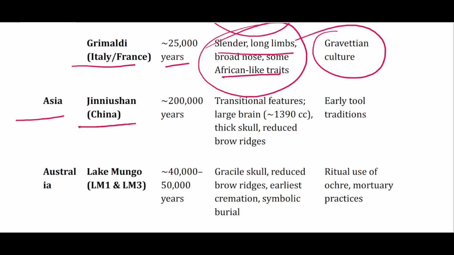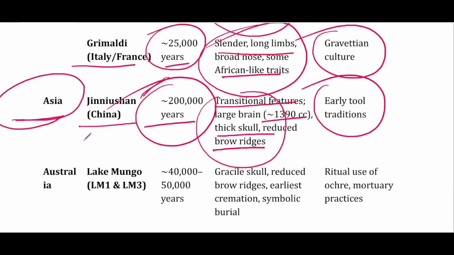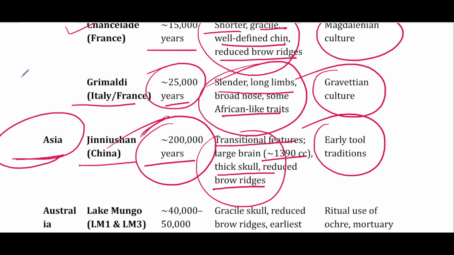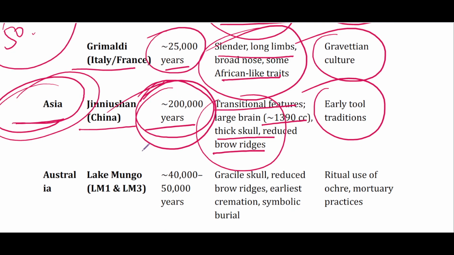फिर एशिया में Jinniushan, 200,000, again a variation of Homo erectus, transitional features, large brain but thick skull and reduced brow ridges. And its timeline was quite different from that of the modern AMHS. Modern AMHS सबकी जो timeline है, it is around 50,000, 60,000, but जो Jinniushan man है, it is placed closer to that of Homo heidelbergensis या जितने भी Homo erectus हैं उनसे.